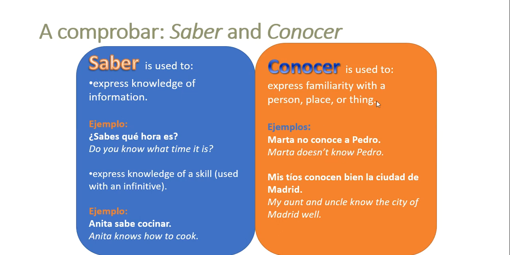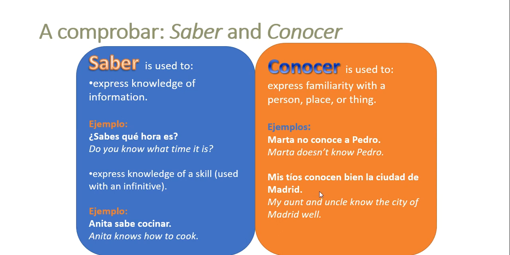Anytime we have a verb followed by a direct object that's a person, or maybe a pet, something personified, we're going to use what's called the personal a in between there. It has no translation from Spanish to English, but it is something we need to include grammatically. This is familiarity with a place. For example, mis tíos conocen bien la ciudad de Madrid.